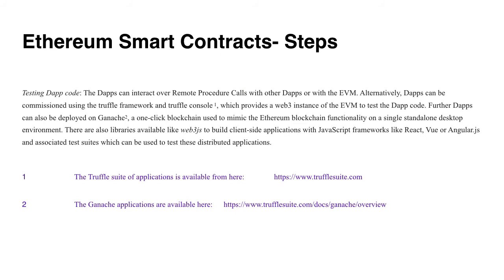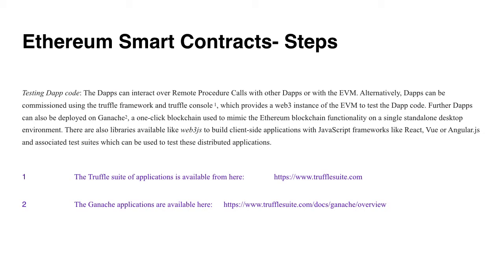So in the next step, basically you test the DApp. Once the distributed app or decentralized app is written, these will interact over remote procedure calls with other DApps on the Ethereum network or directly with the Ethereum virtual machine. So DApps can be commissioned using the Truffle framework and the Truffle console, which provides a Web 3.0 instance of the Ethereum virtual machine to test the DApp code.